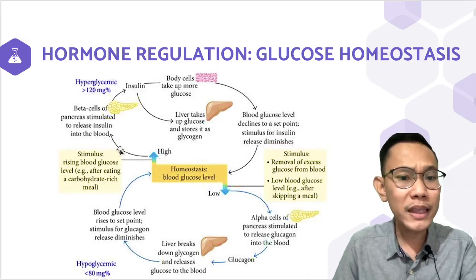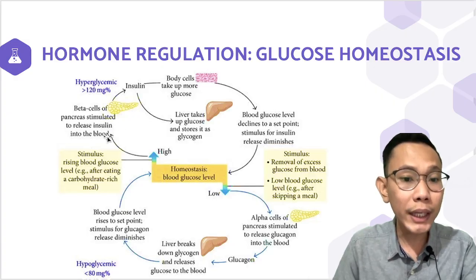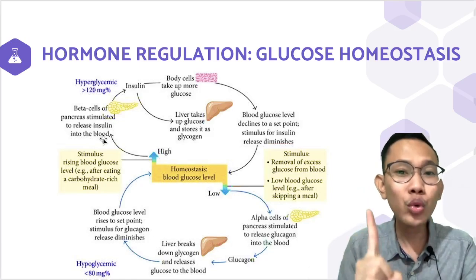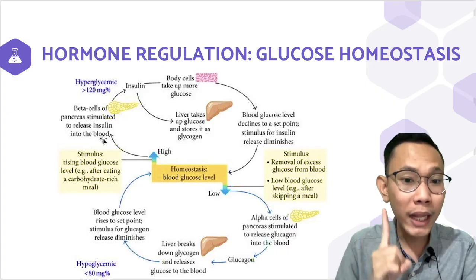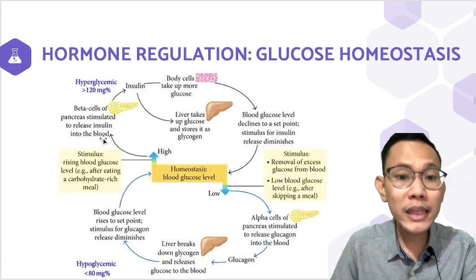So, what will happen is that with an increase in your blood glucose level, the beta cells of your pancreas are stimulated to release your insulin in the blood. So, therefore, again, pag mataas ang sugar ng ating katawan, what is stimulated is your beta cells of your pancreas and it will release insulin.